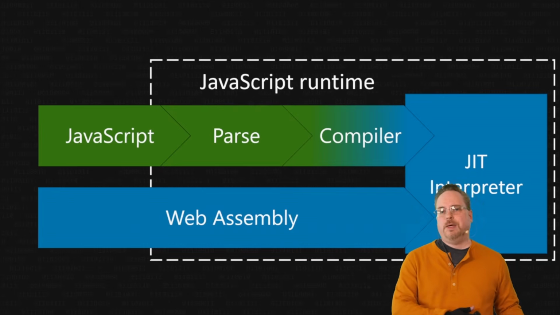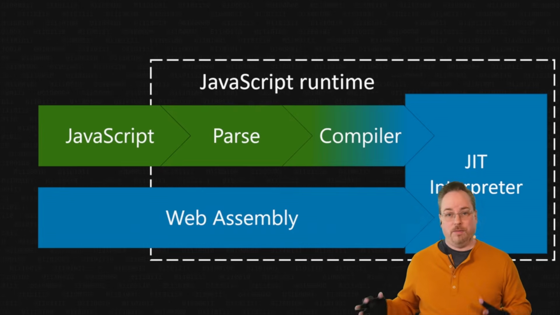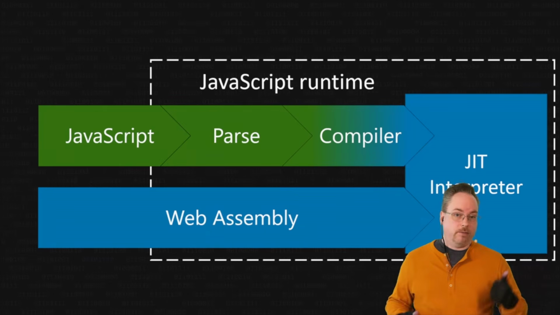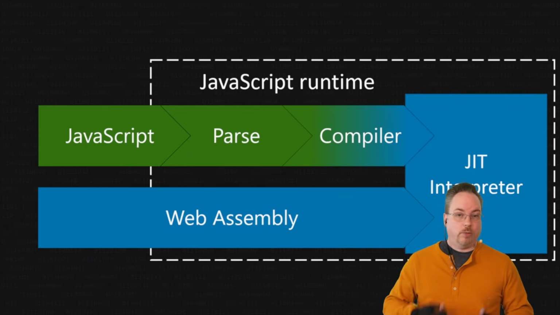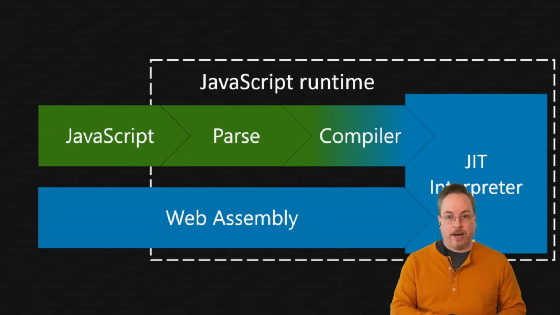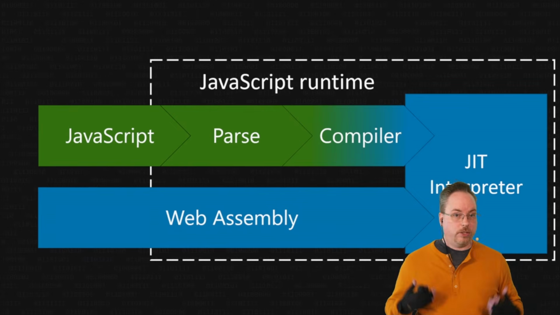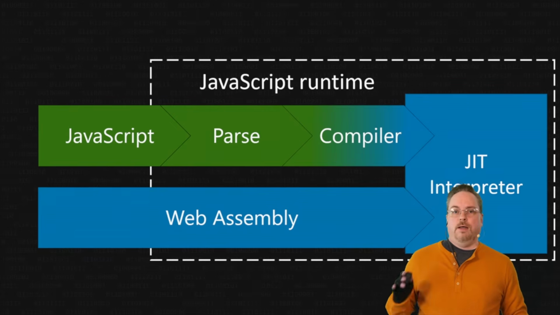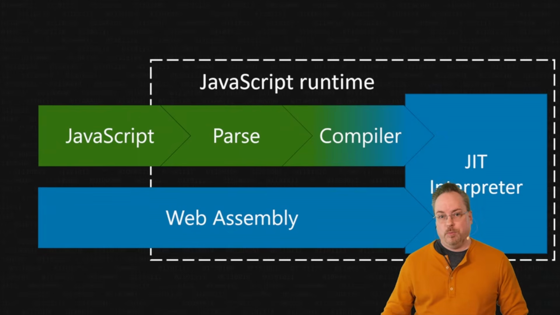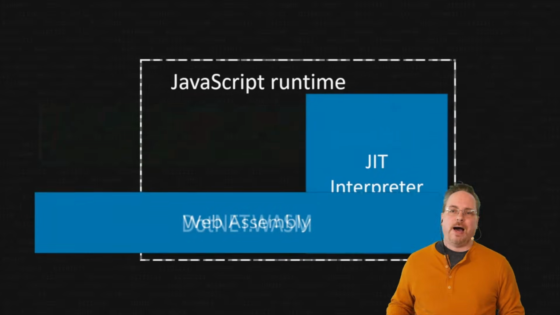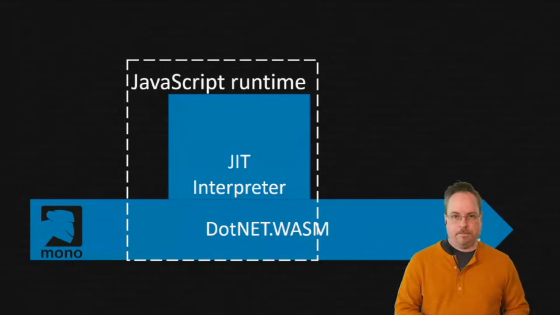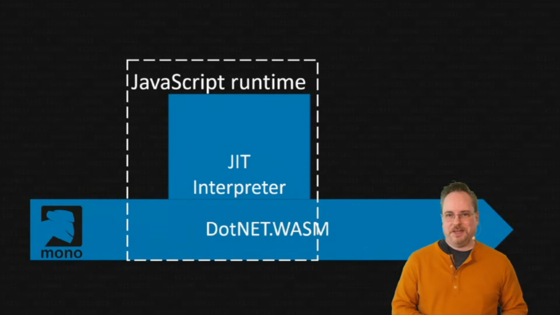With WebAssembly, we can bypass some of that functionality because we only need to download it. We don't need to parse it. We don't need to compile it, because the JIT interpreter is going to understand what is happening. Now, what Microsoft did was take the Mono runtime and compile that to WebAssembly. And here's the cool part.